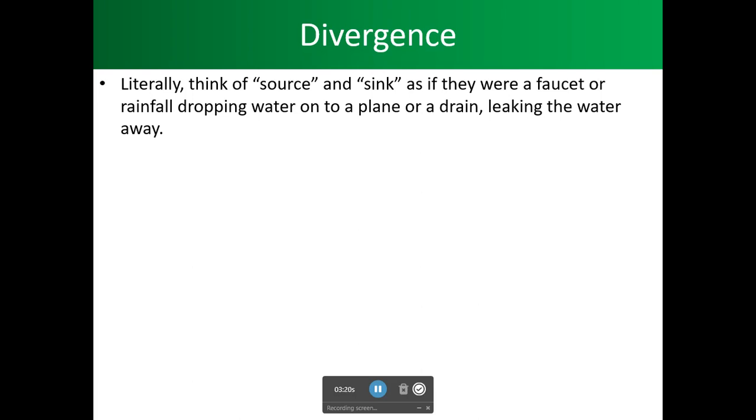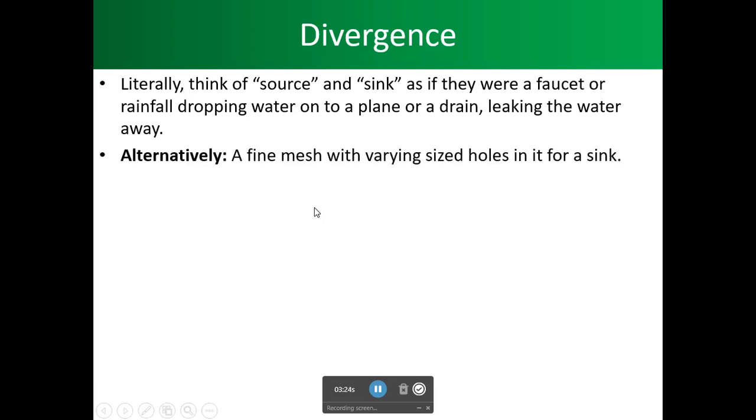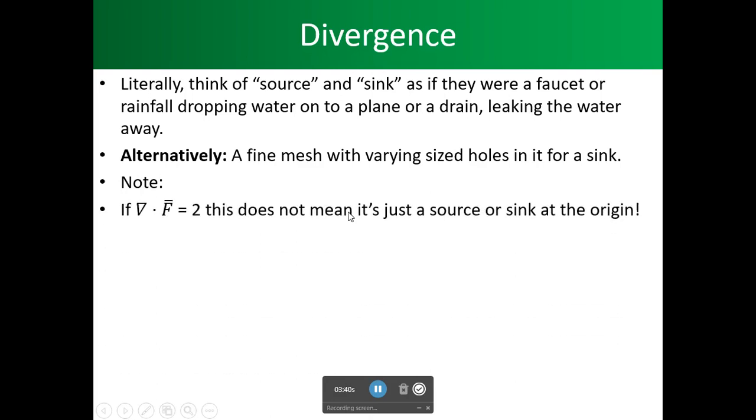Okay, that goes away. So, what alternative do we have? You can find a mesh that has different holes, various hole sizes, and it lets out all the water, as an example.